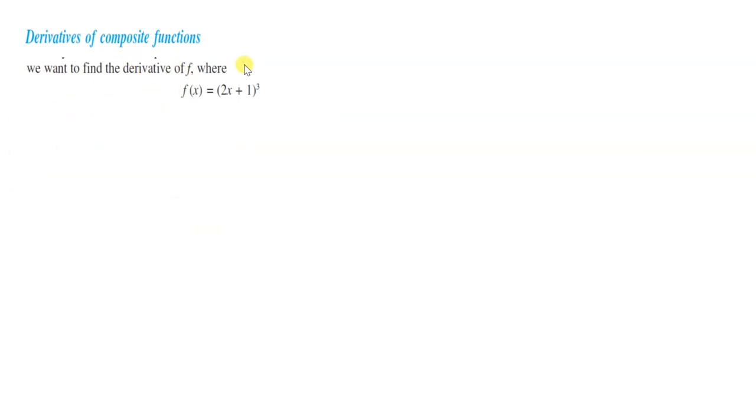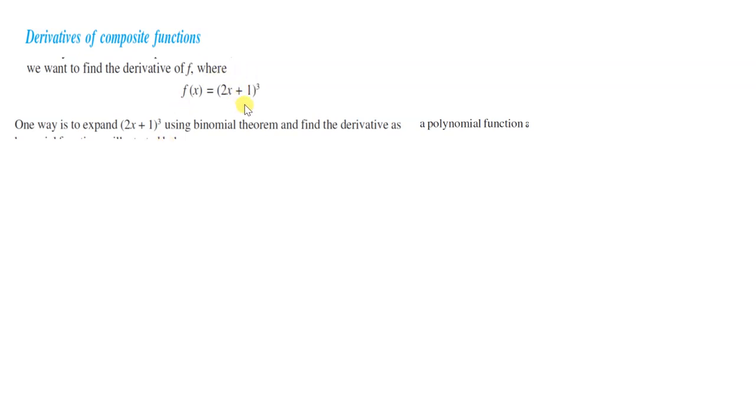Suppose we want to find the derivative of a function f where f(x) equals (x plus 1) whole cube. Here we can find its derivative in two ways. One is to expand this using the binomial, (a plus b) whole cube, as 8x cube plus 12x square plus 6x plus 1, and then find the derivative of this polynomial function. So we can find the derivative of each term separately and then add them.